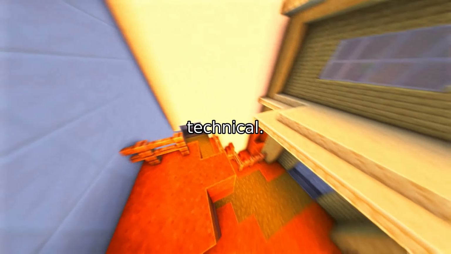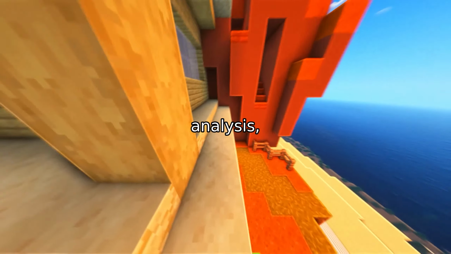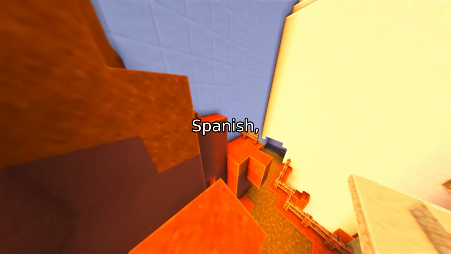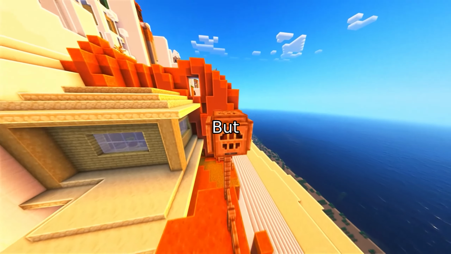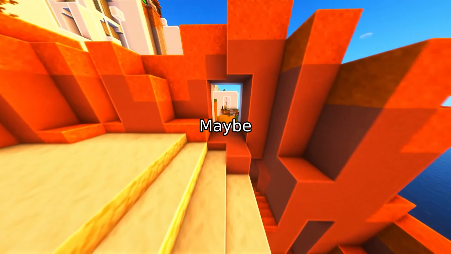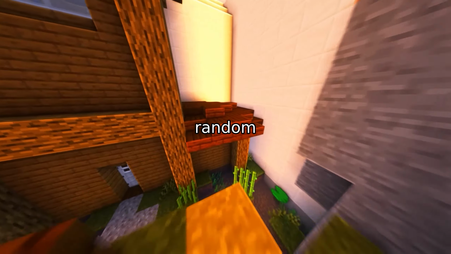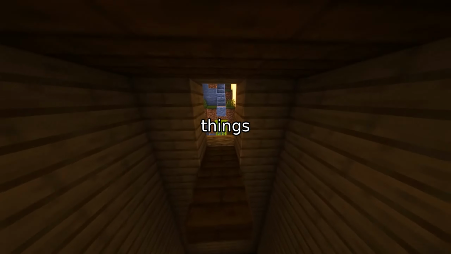Now let's get technical. The core idea is frequency analysis, counting how often certain letters or patterns appear. For example, in English, you'll see lots of E's and T's, while in Spanish, an tilde is a dead giveaway. But what happens when text gets noisy? Maybe someone accidentally deletes a vowel, replaces a letter with a symbol, or adds random characters. Here's where things get tricky.